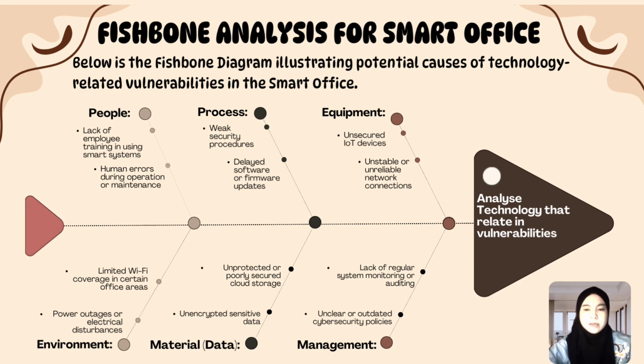In the environment category, power outages and poor Wi-Fi coverage can disrupt operations. Under materials, which refer to data, we face problems like unencrypted sensitive information and unsecured cloud storage. Finally, in management, the lack of a clear cybersecurity policy and insufficient system monitoring increase vulnerability. This analysis helps us better understand and address the root causes of smart office security risks.